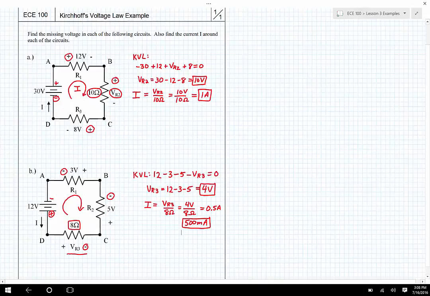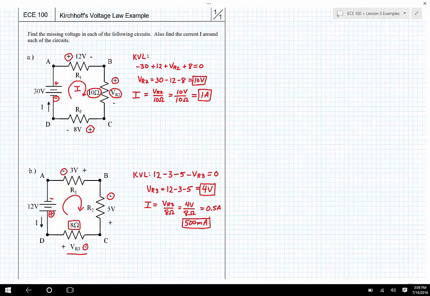So hopefully this pair of examples has helped you to understand how Kirchhoff's voltage law can be used to solve relatively complicated circuits. I know these seem complicated now. Trust me that in just a couple more lessons you'll be tackling problems that are way more complicated than this.